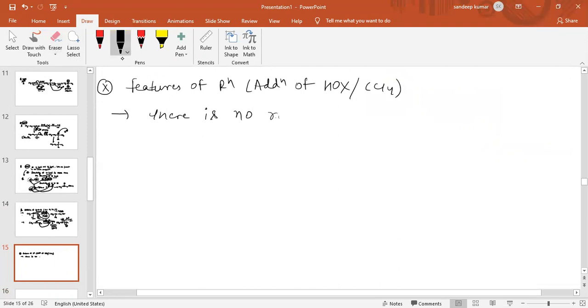So there is no rearrangement of carbocation in this reaction.